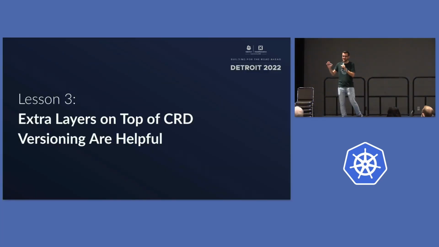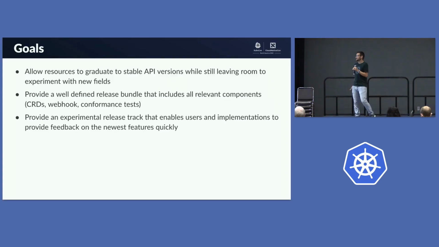All right, 3rd lesson. The CRDs are great, and they enable a lot of good benefits, but sometimes the extra layers on top of CRD versioning become very, very helpful. So with Gateway API, we had the base idea of CRDs, but how do you turn this into a project, into a meaningful release? So we had 3 goals.